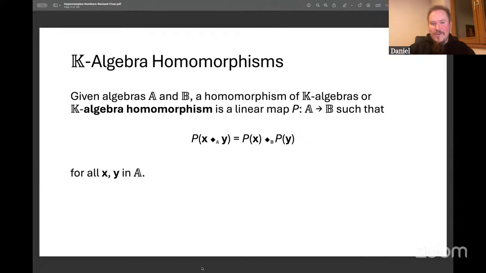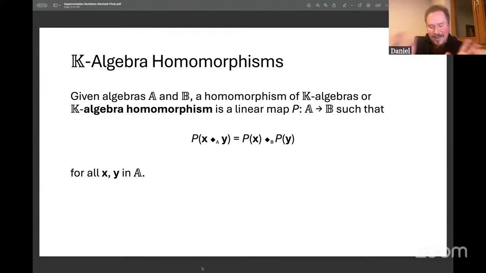But the next really important concept that I want to get to is the idea of a K-algebra homomorphism, because this is where things get really interesting. This is what allows us to talk about the relationship between two different K-algebras or two different systems of hypercomplex numbers. Essentially, the idea is that you have a linear map such that if you multiply things in your first algebra and then do this basis transformation using your linear map P, you should get the same result as if you had first done the basis transformation on X and Y and used the multiplication from your other algebra B.